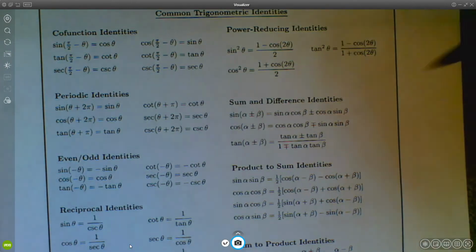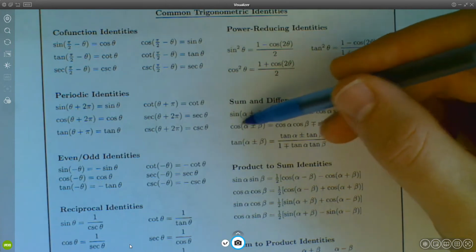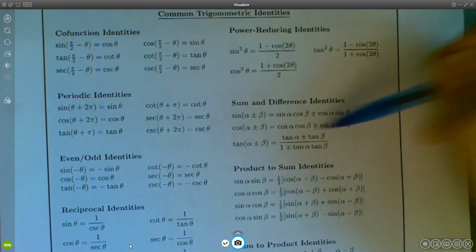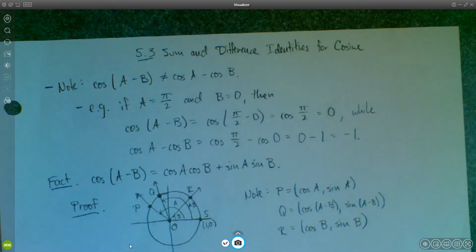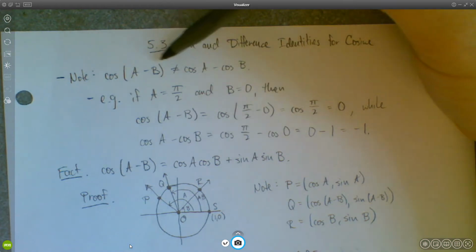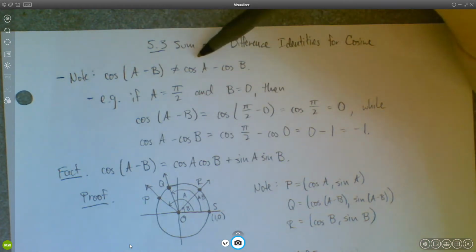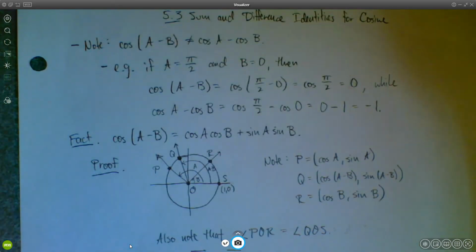So these are what we're talking about here, the sum and difference identities, right? So cosine alpha plus beta equals this stuff. The first thing that I want to convince you of before we actually get going on this is that cosine A minus B is not the same thing as cosine A minus cosine B. And you can plug in values for A and B to convince yourself that that is not true.